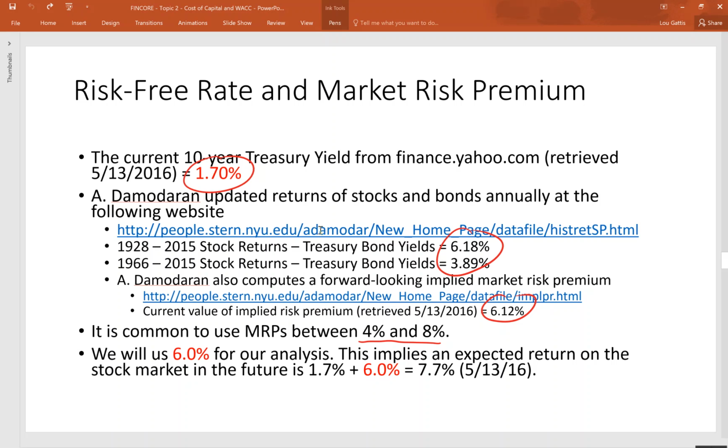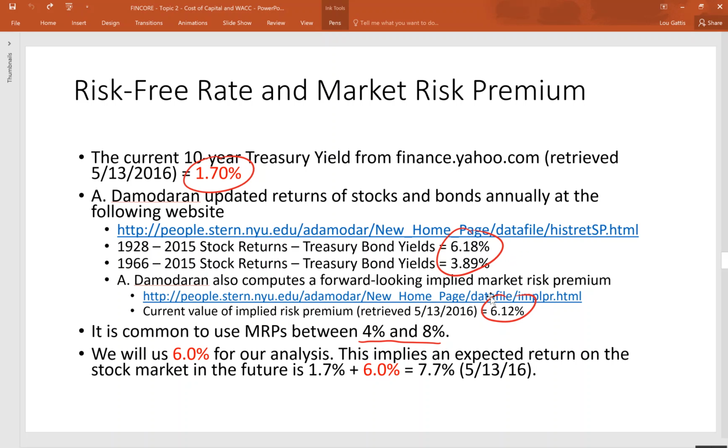If you go to Aswath Damodaran's webpage, he's at NYU, he has some free data that's updated frequently, and he shows that from 1928 to 2015, the stock market returned a little over 6% over long-term treasuries. However, in the last 50 years or so, it's only been about 4%. So that's generally the range. If you're going to use historical data, depending on what sample you're using, you're generally going to use a market risk premium of 4 or 6%.